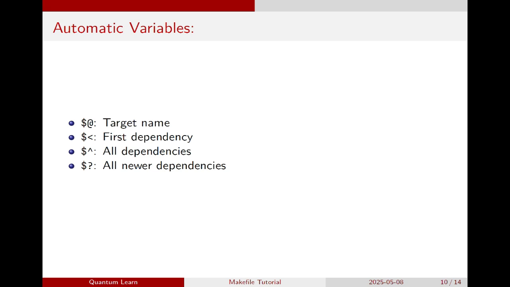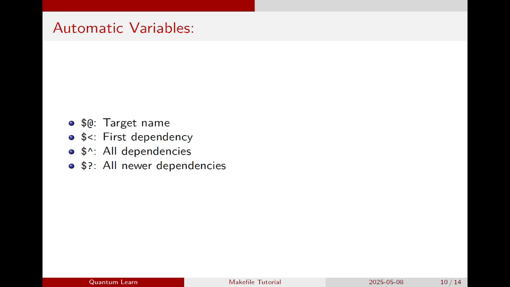Let's go to some of the advanced features. The first topic is the use of automatic variables. We have already encountered an example where two automatic variables were used. $@ is used for the target name.